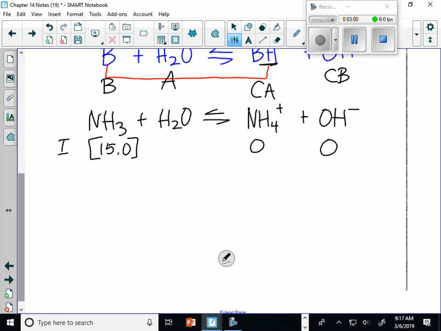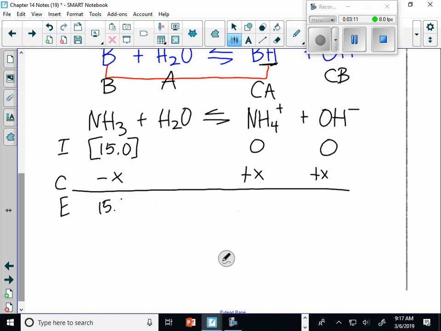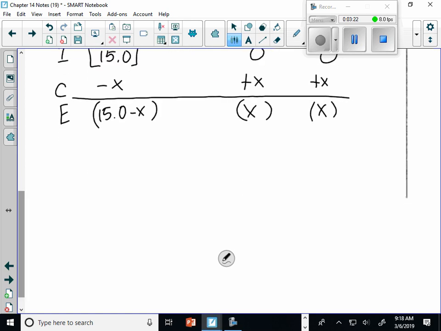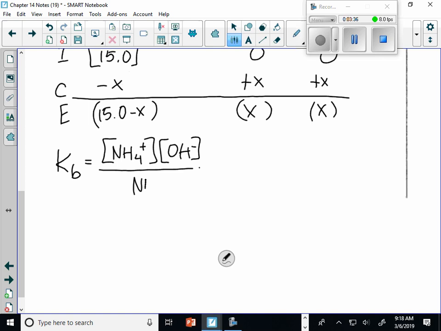So because that is not built up yet, this is going to decrease by x, increase by x, increase by x. And then I can go ahead and write my expressions. So 15 minus x, and then I have x and x. And if I put it into my Kb, now we were doing Kas because they were acids. Ammonia is a base, so the Kb is equal to the concentration of our product over the concentration of our reactant.